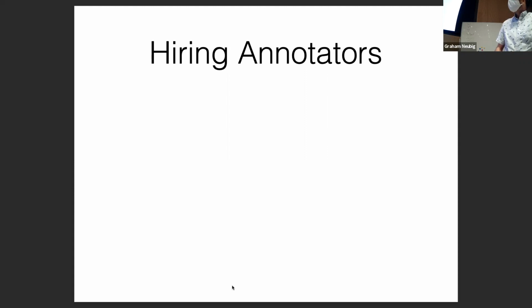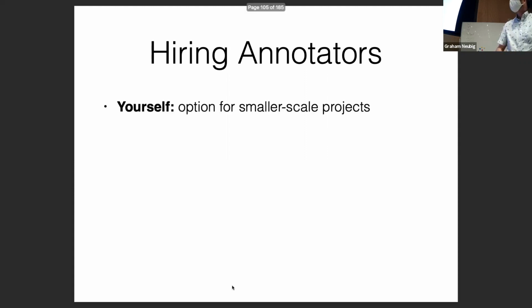Great. So next, on to hiring annotators. One thing that you can do is annotate yourself. This is an option for very small scale projects. You're probably going to be better at annotating than anybody else you would ask to do so. However, one thing you should be careful of is annotating when you're evaluating your own model, because you might have an implicit bias towards liking your model.